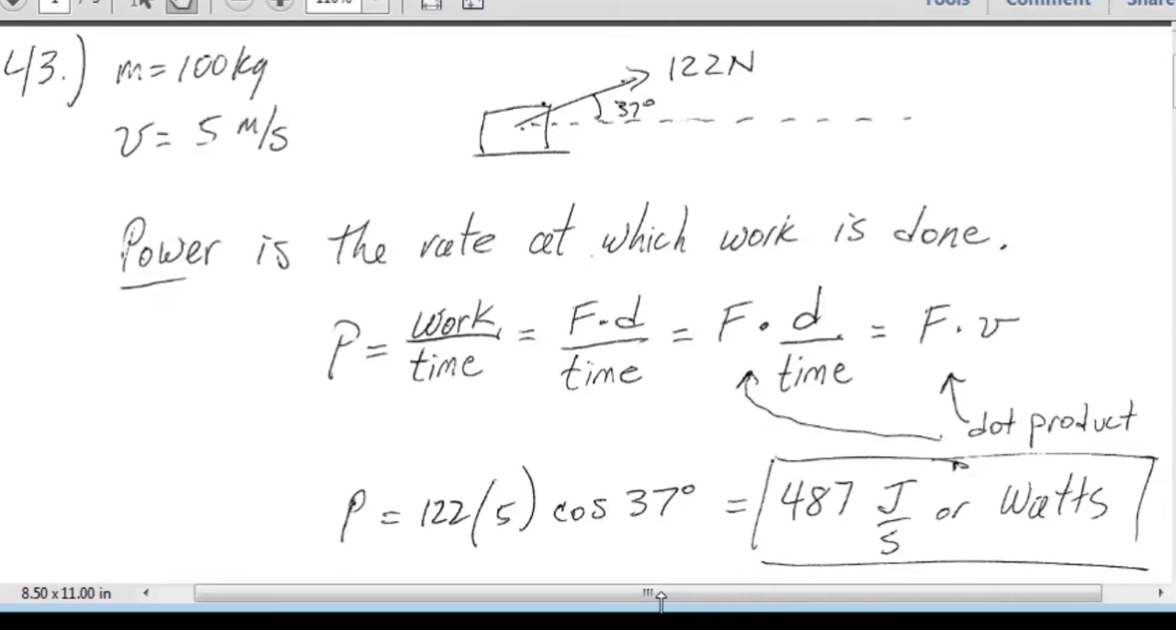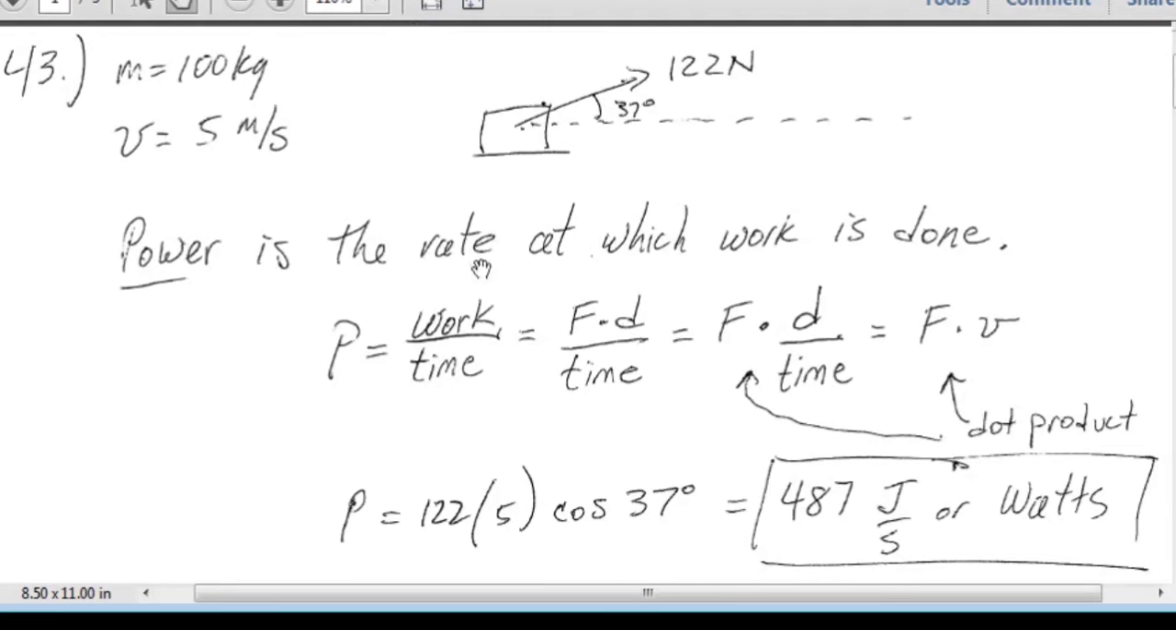So number 43, we've got a 100 kilogram block pulled at a constant speed of 5 meters per second across the horizontal floor by an applied force of 122 newtons directed 37 degrees above the horizontal. What is the rate at which work is done? What is the rate at which the force does work on the block?